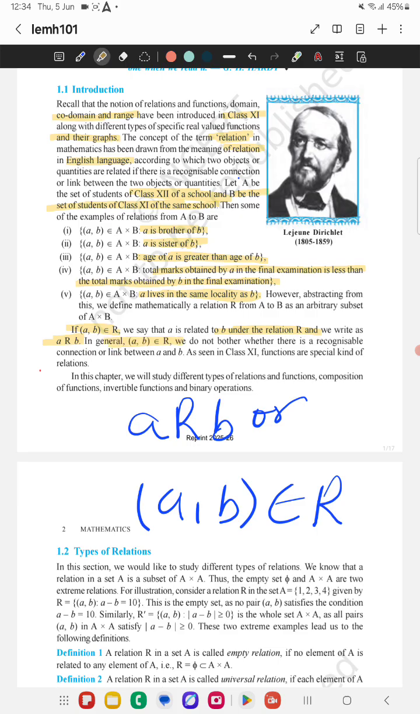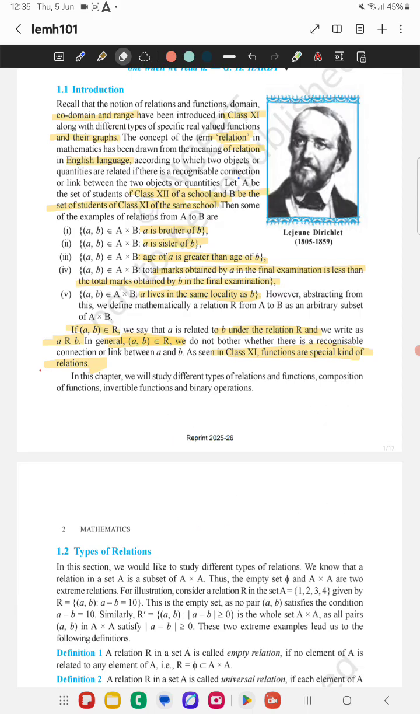We don't bother whether there is a recognizable connection or link between a and b, as seen in class 11 functions. If (a,b) belongs to R, then there is some relation between a and b, that is, a is related with b. And in class 11th we have done that a function is a special kind of relation. Okay, so in this chapter we will study different types of relations and functions, composition of functions, invertible functions, and binary operations are not in our syllabus now.